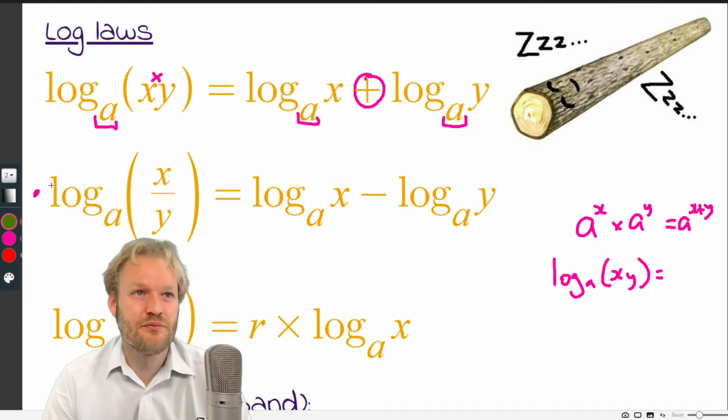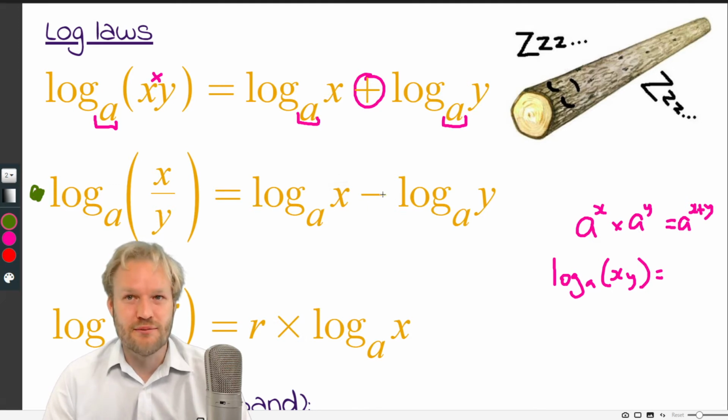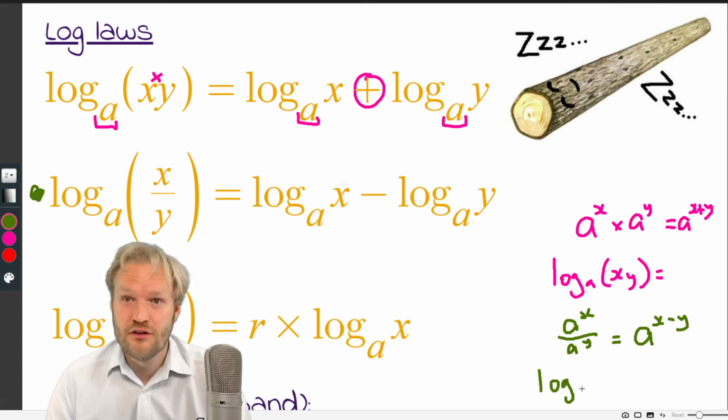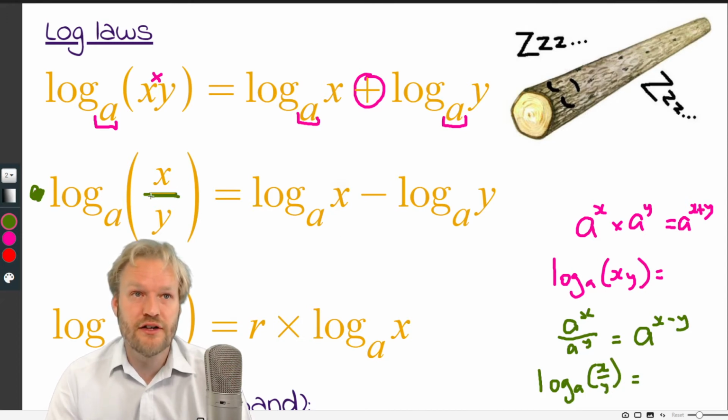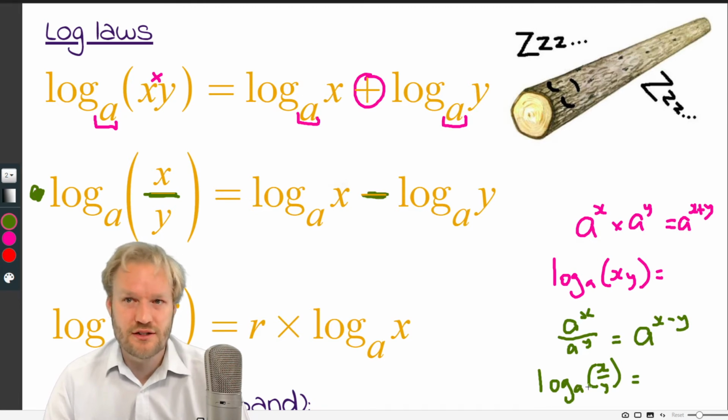Similar idea. In our second one, the log base a, when we're dividing, we subtract. Let's make sense of this in exponent land. A to the power of x over a to the power of y. Bases are the same, when we're dividing, so we said a to the x minus y. So in logland, log base a of x over y, we're dividing. So therefore we're subtracting. Look, divided, subtract, divide, subtract.